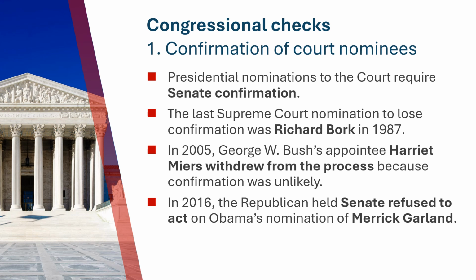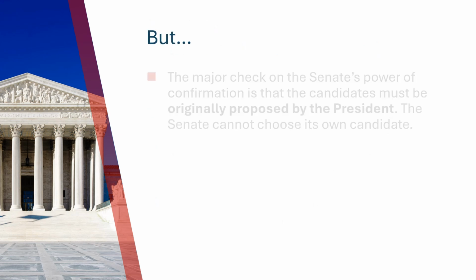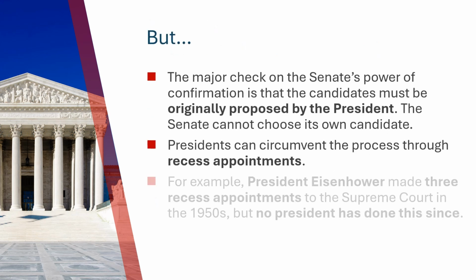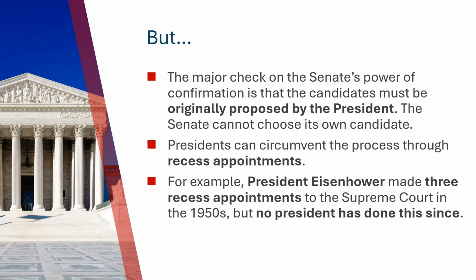In 2005, George W. Bush's appointee, Harriet Miers, withdrew from the process because confirmation was unlikely. In 2016, the Republican-held Senate refused to act on Obama's nomination of Merrick Garland. However, the major impediment to the Senate's power of confirmation is that the candidates must be originally proposed by the president. The Senate cannot choose its own candidate.